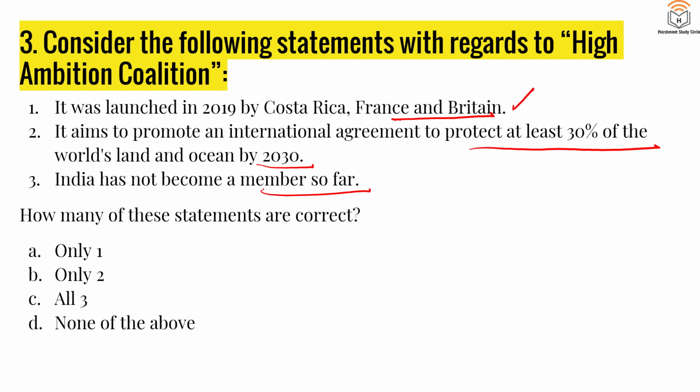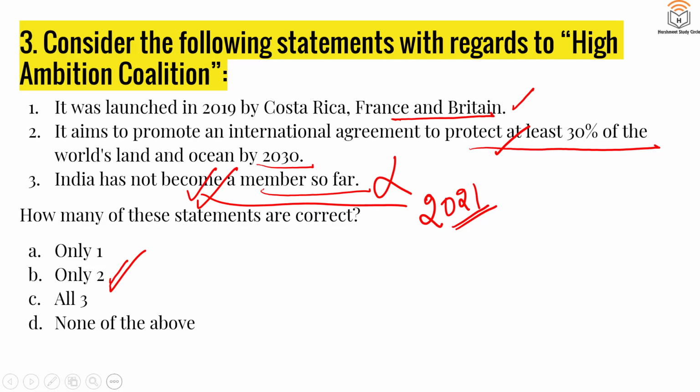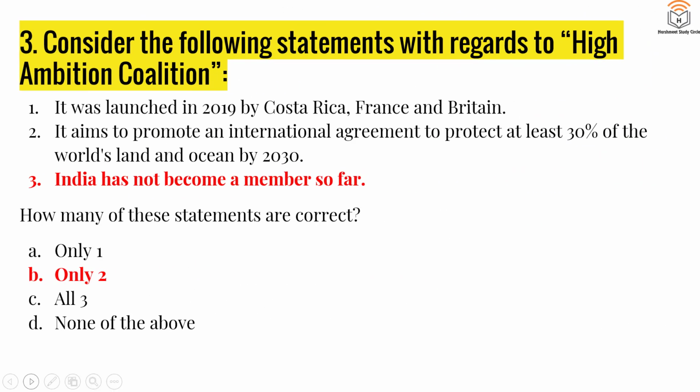First and second are true. The third statement is wrong. India actually became a member in 2021. So since 2021, India is a member of the High Ambition Coalition. Thus, the answer here is B. Two of these three given statements are correct.